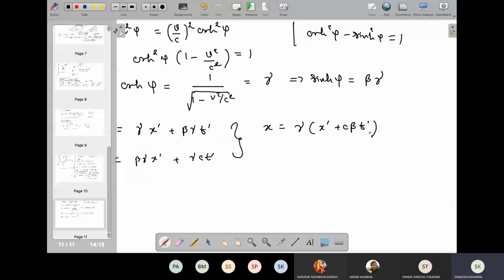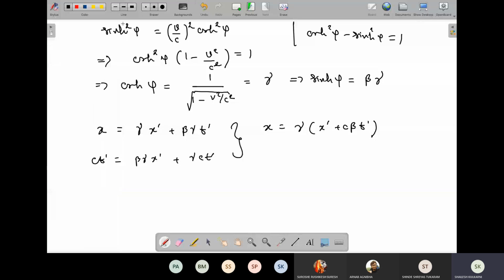Let me check. So it is c t prime, sine hyperbolic is beta gamma. Okay, so x is equal to gamma x prime plus c beta gamma is common, that is correct. So this is beta is 1, yeah, correct.